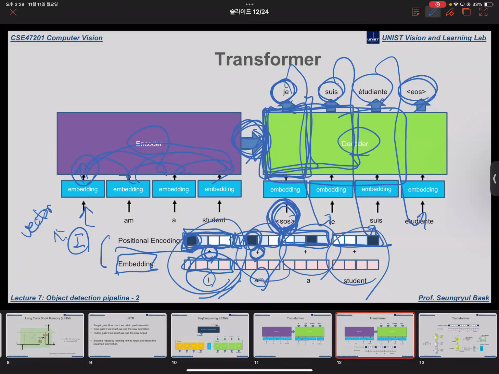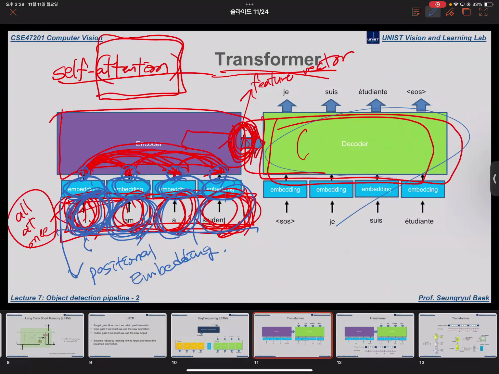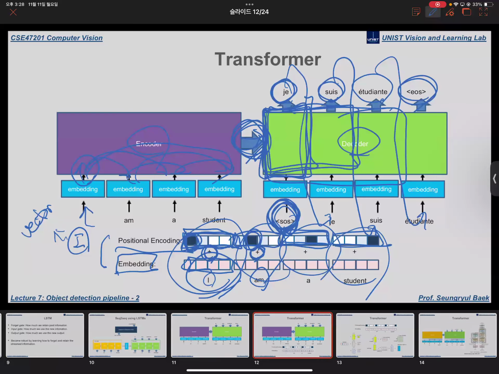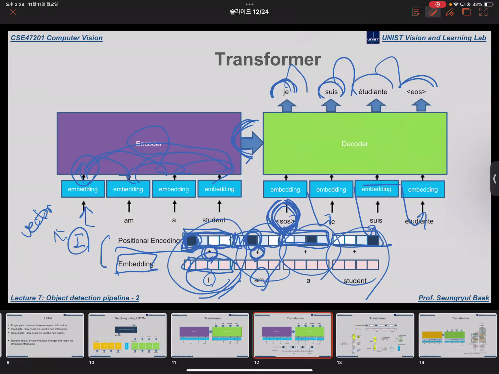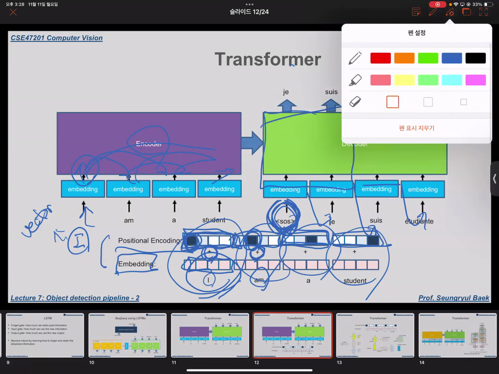Okay, this is actually the same for this part, right? But the operation when doing this is different from the LSTM. What they do here is, let's say this part, okay?